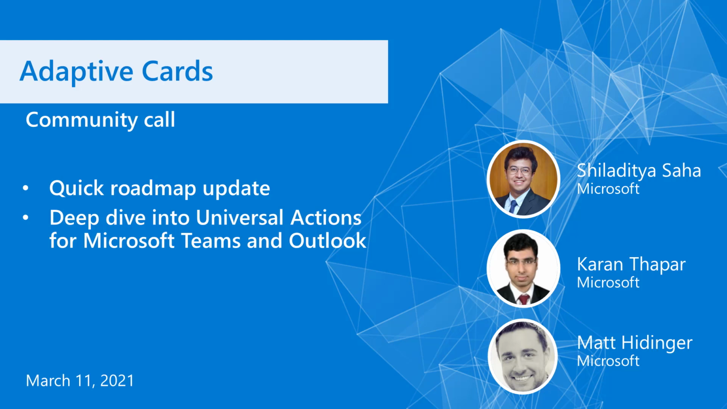What I'm going to do today is do a quick update of the roadmap with some dates-ish. And then some friends from our Teams and Outlook group are going to share some details on what we're calling this universal action model. If you're building cards for Microsoft Teams today, or for Outlook, or both, you're acutely aware of some of the pain points. It's actually not possible to write a consistent backend that supports both. So this universal action model is intended to bridge that.